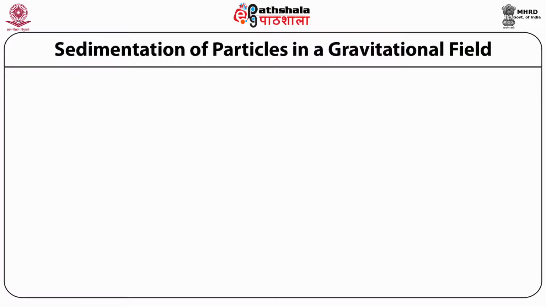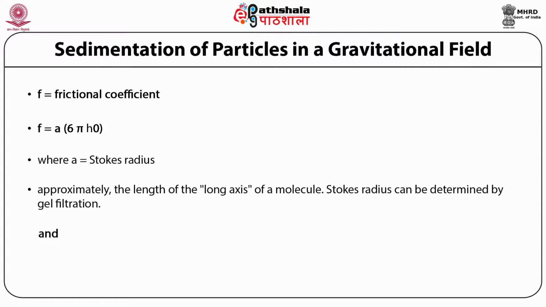Another important feature is the frictional coefficient because it has a great impact on the separation of molecules, especially biological molecules. The frictional coefficient is a very important factor, and it is given by the Stokes equation, that is F equals A into 6 pi eta, where A is the Stokes radius, approximately the length of the long axis of the molecule. The Stokes radius can be determined by gel filtration, and eta is the viscosity of the solvent.